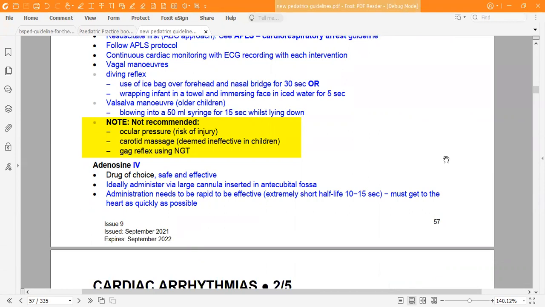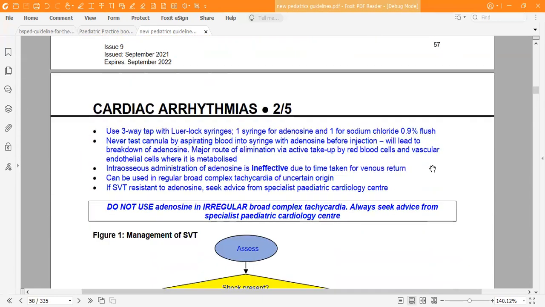Drug of choice, safe and effective in cases of SVT, ideally administered via a large cannula inserted in the antecubital fossa. Administration needs to be rapid to be effective, extremely short half-life, 10 to 15 seconds, must get into the heart as quickly as possible. So it's a rapid, quick injection of the adenosine. The half-life is between 10 and 15 seconds. It should be delivered to the heart quickly.